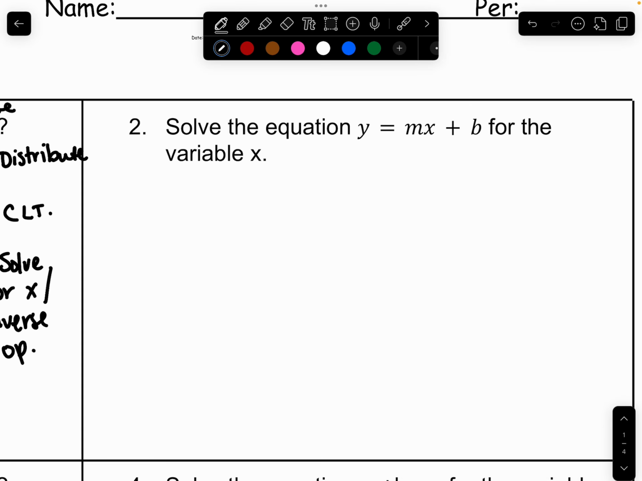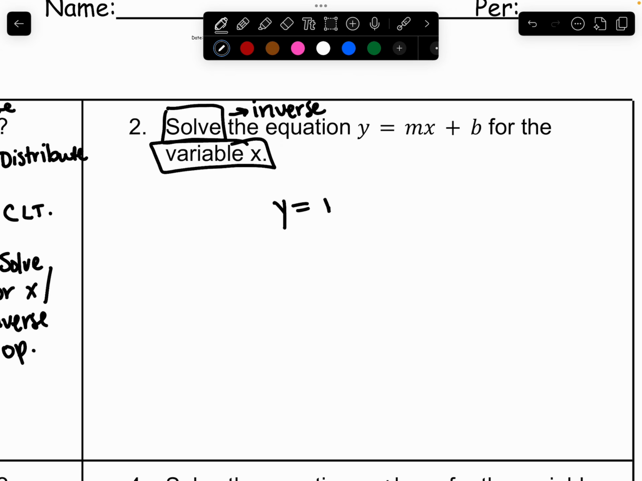Solve the equation y equals mx plus b for the variable x. Again, we are solving. That means we are doing inverse operations. So we have y equals mx plus b. We are solving for x. That means we are going to isolate x. So here's x. That means we want x by itself.